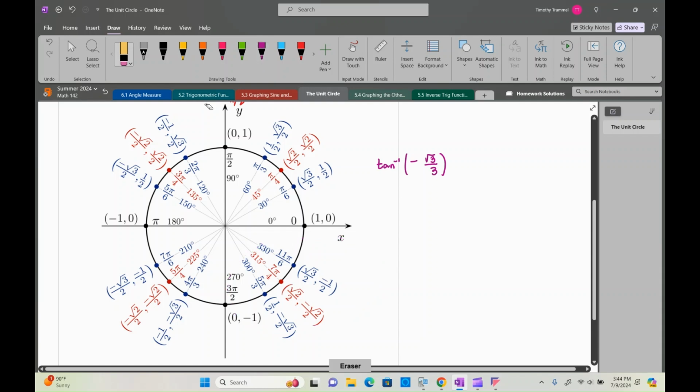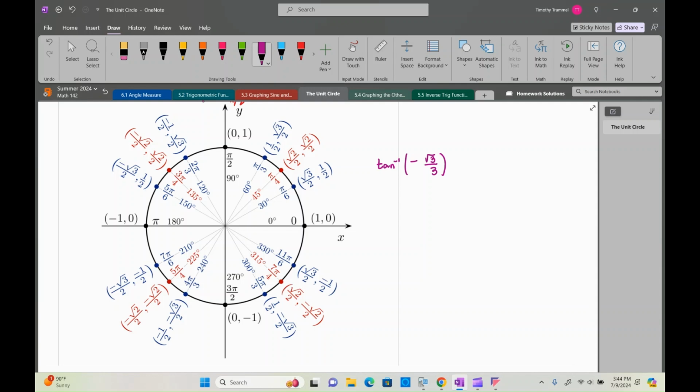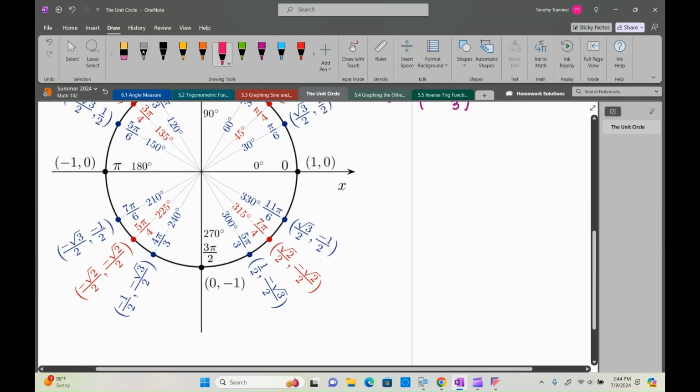So we need to figure out which one of these y over x's will give us that. Okay. So we come down here. Let's just start with this one. So if I do y over x here, I get minus 1/2 over the square root of 3 over 2, which I can then simplify.